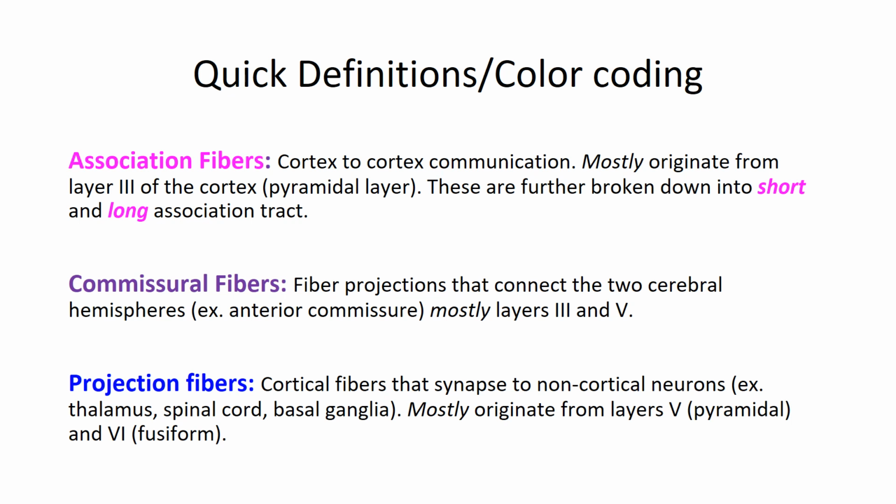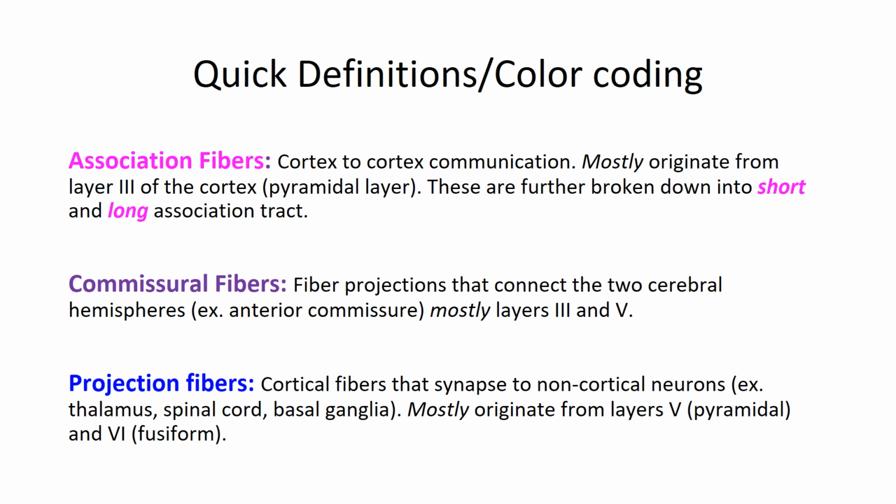Lastly, we have projection fibers. Projection fibers are cortical fibers that synapse to non-cortical neurons, meaning they're not communicating with another region of the cortex. They're going to communicate with the thalamus, the spinal cord, basal ganglia, and other structures. But again, not communicating with another region of the cortex directly. These are mostly going to originate from layer 5, that is the pyramidal layer, and layer 6, which is your fusiform layer.